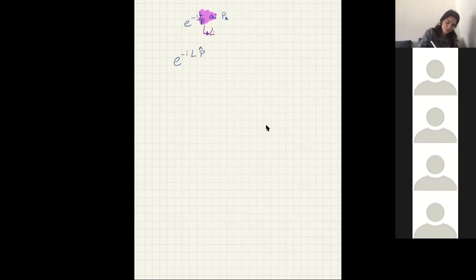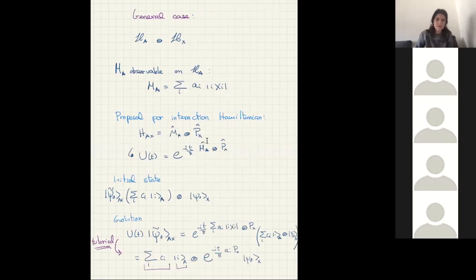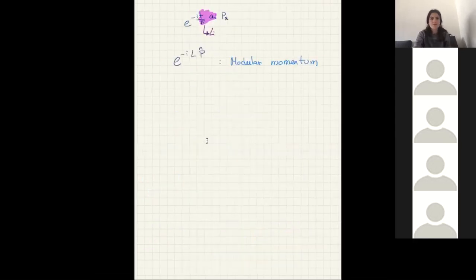And this has a name, and we'll see later why it's called this name. It's the operator modular momentum. So we're going to see how it acts on the wave function. Remember that it will act on this wave function, which was like a Gaussian, we think. But we'll see the general case.